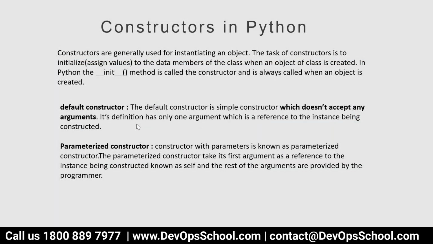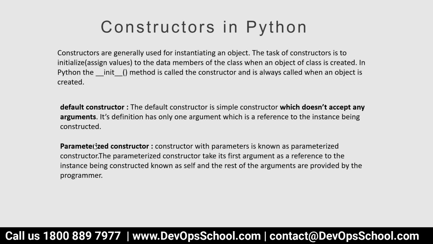When an object of the class is created, in Python the init method is called the constructor. Remember that. Every time you define a class, if you want to assign values to the data members of the objects, you have to call the init method. If you are not doing it, it will not assign the values. So the init method is called the constructor, and it is always called when an object is created. That's called the default constructor.